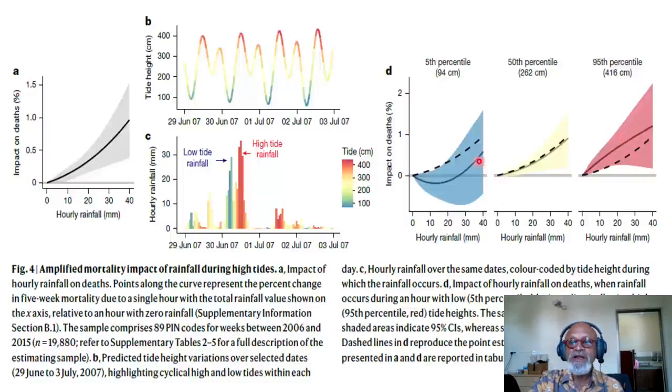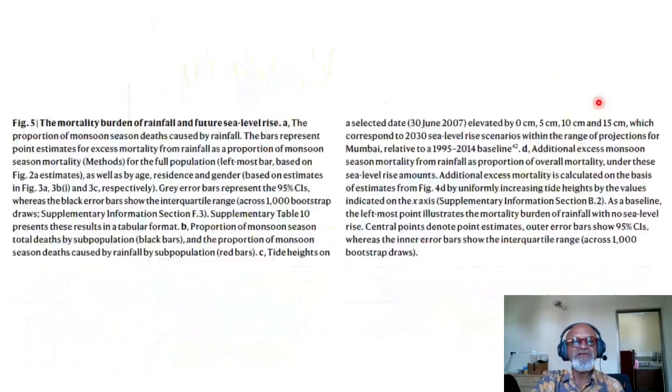Okay, so total deaths are lower during low tides than the average estimated here for all tides, and this is similar when you are in the 50th percentile. But for high tides, the impact on death is significantly higher, even though the 95th percentile spread is higher.